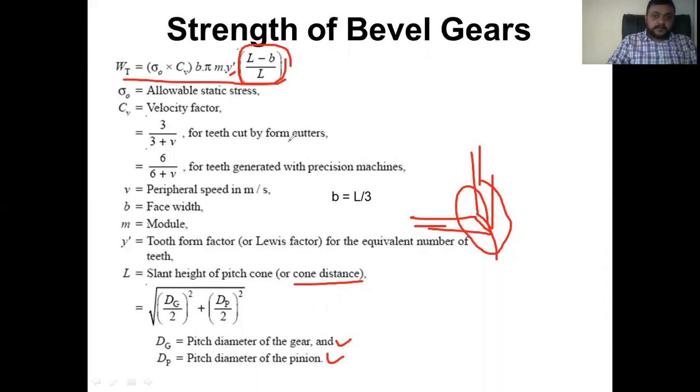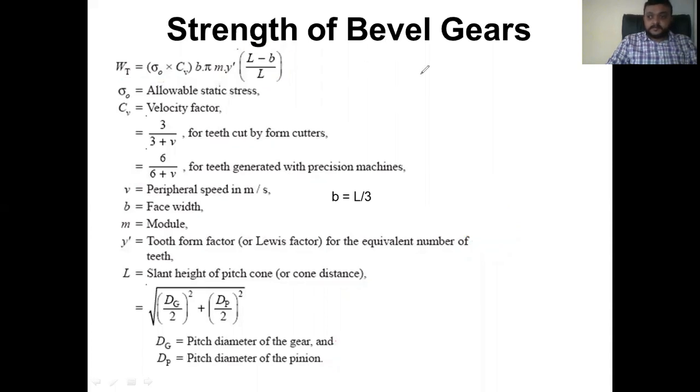And the velocity factor for this, with precision and normal cutters, you can use for the bevel gear in this way. And the Lewis form factor Y dash, you have to use the formative number of teeth as calculated in the helical gear. So this is the fundamental difference in the design, where you have to use the additional factor L. And L can be used like this.